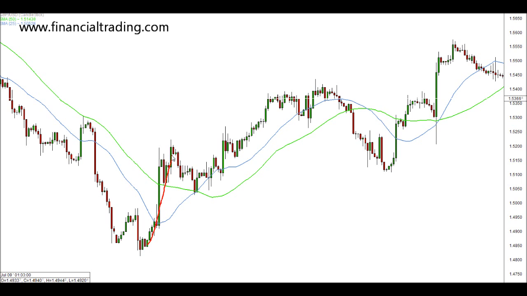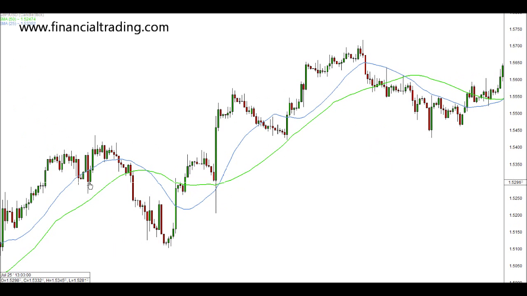Price uptrends here. We have a cross and a rejection of both moving averages. Price then pushes and is rejected again. The moving average is acting as support. Price pushes and is rejected again, and finally goes on the upside.